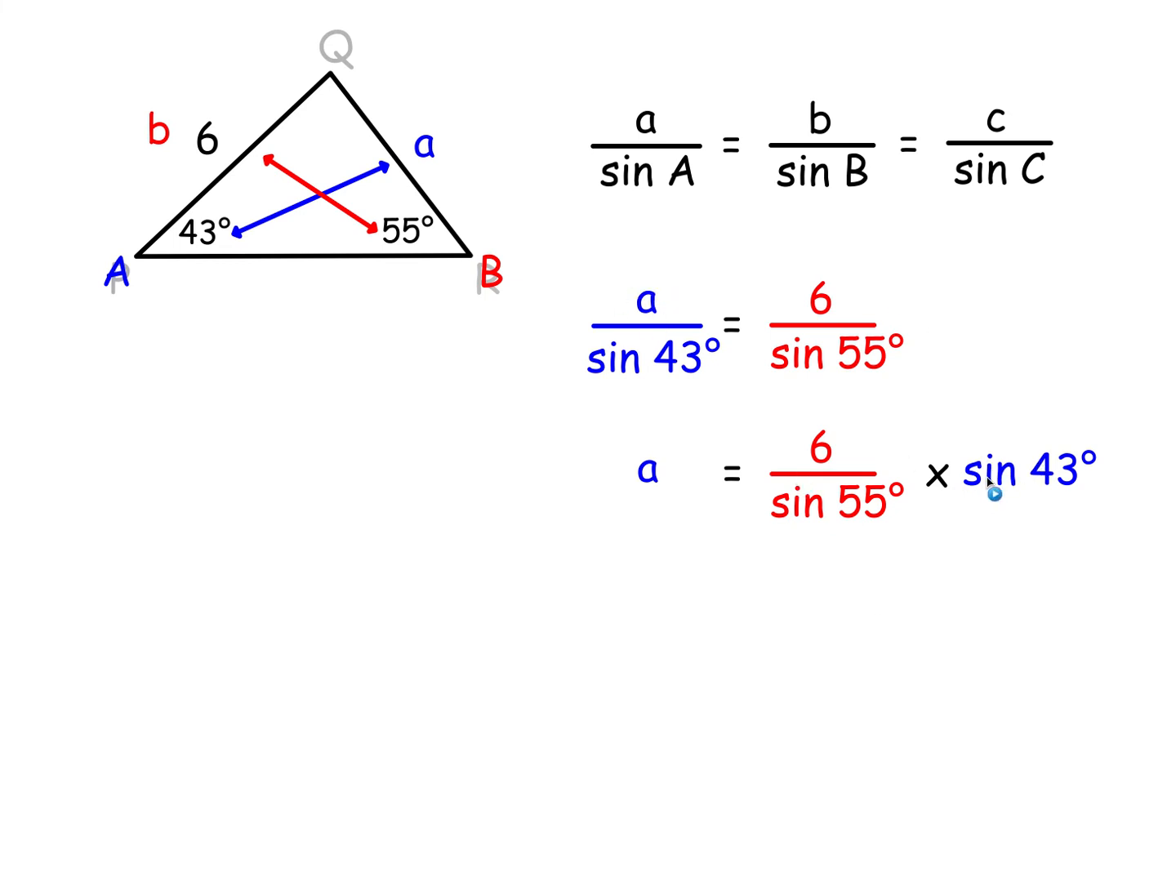Put that into the calculator. There's the unrounded answer. It's rounded off. The side we were after originally was QR, which is labelled a. So QR is 5.0. So that's find a side. You need the pairing.